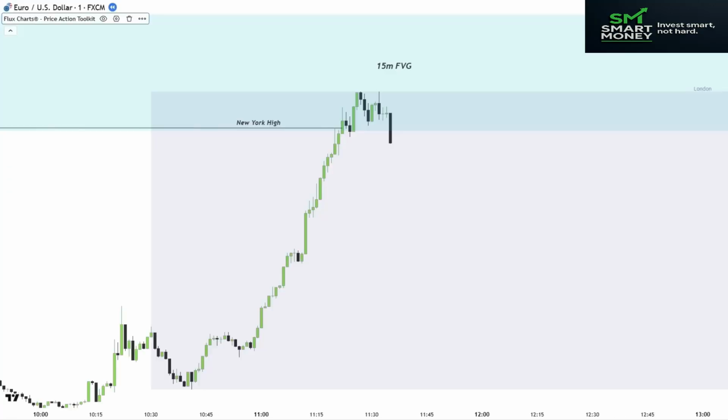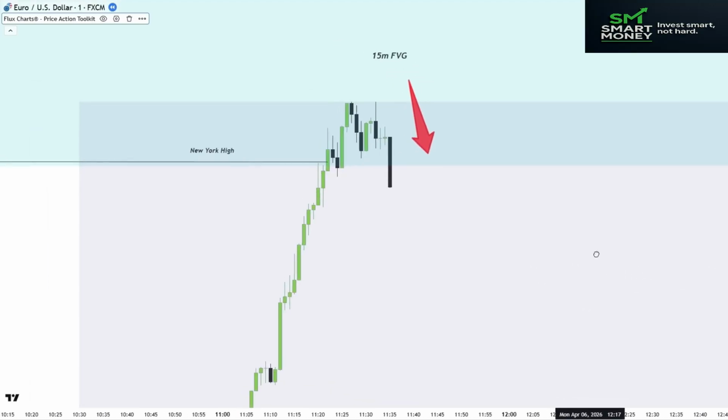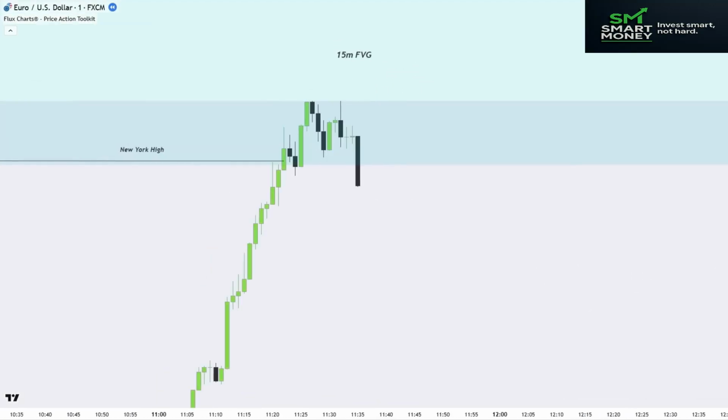Now, here on the 1-minute chart, you can clearly see that after sweeping the liquidity above the New York high and delivering into the higher time frame fair value gap, price immediately drops back inside the New York high's range. At this point, everything looks clean. But before opening a position, we still need an entry model to appear.